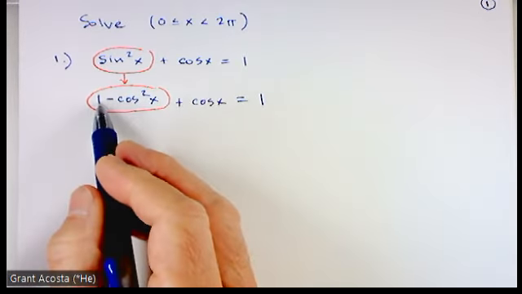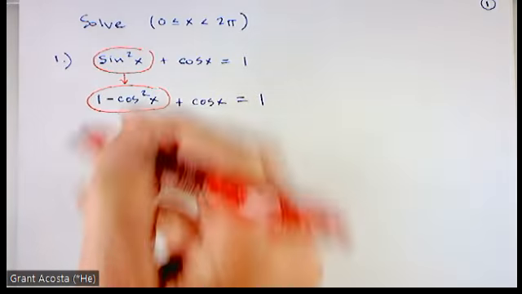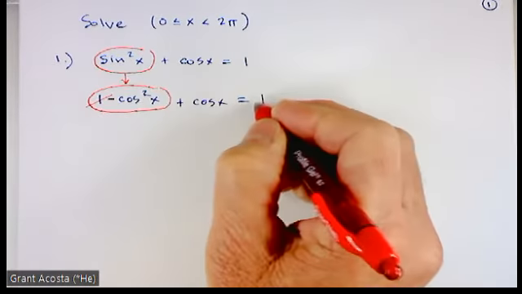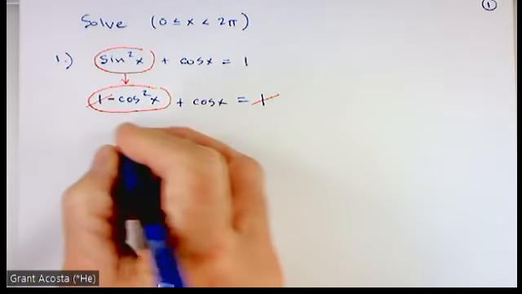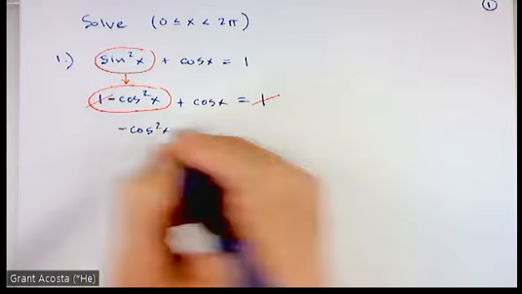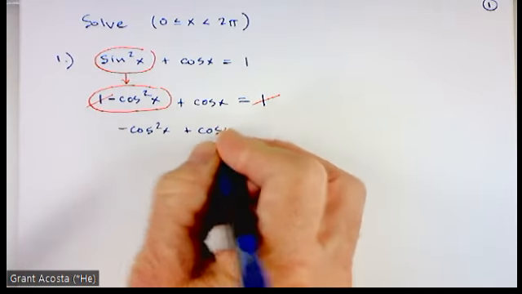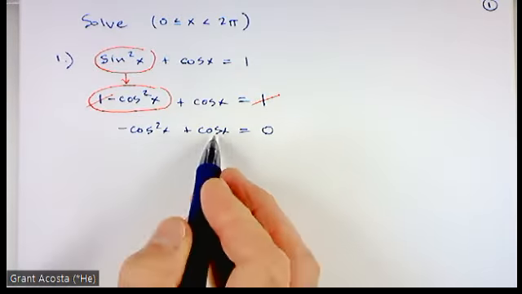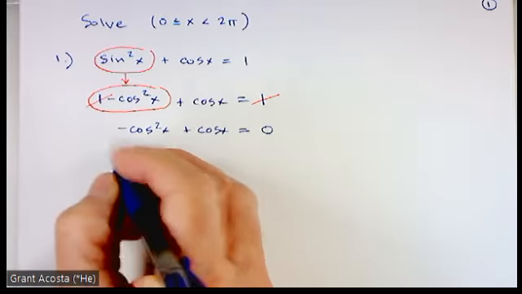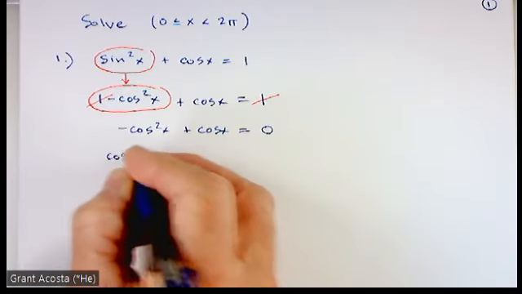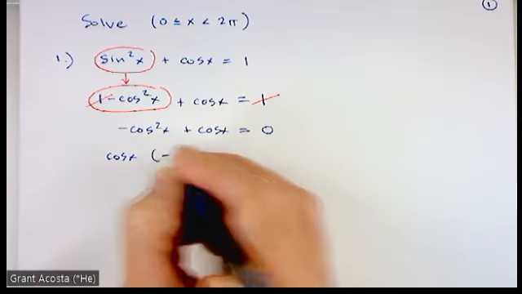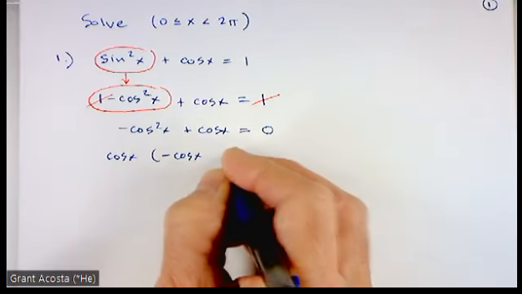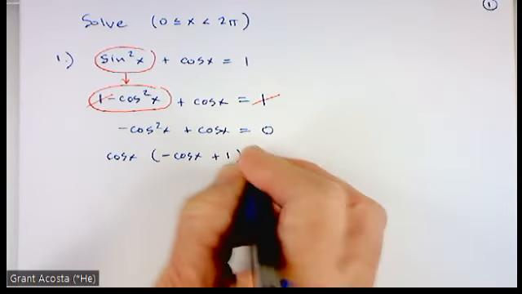Now that I've replaced it, we can see that the ones will actually subtract out. So now I just have negative cosine squared x plus cosine x equals 0. And here I could just factor out a cosine. You can take out a negative cosine if you want. I'm just going to take out positive cosine of x. And that'll leave me with negative cosine of x plus 1.